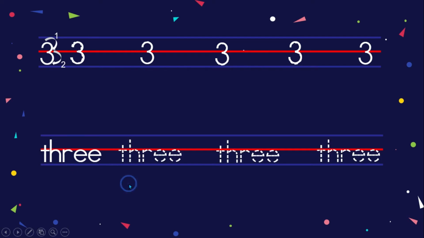T-H-R-E-E. Okay? So let's trace these broken lines. T-H-R-E-E. Last, T-H-R-E-E. Okay? So this is how you're going to write the numeral 3 and the number word 3.